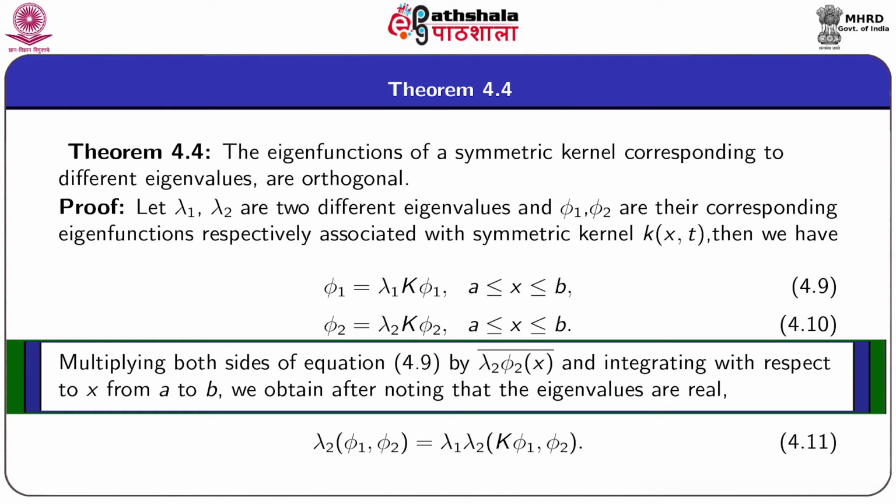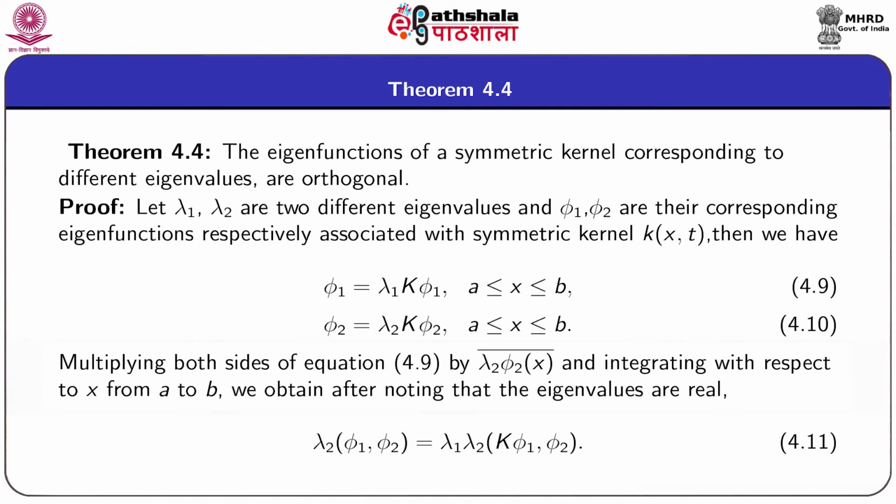Now, we multiply both sides of equation 4.9 by lambda 2 bar into phi 2 bar x and integrate with respect to x from a to b. We obtain on the left hand side lambda 2 into the inner product of phi 1 and phi 2. Here we note that the eigenvalues are real. So, the left hand side of equation 4.11 is lambda 2 into the inner product of phi 1 and phi 2, and that is equal to lambda 1 into lambda 2 into the inner product of capital K phi 1 and phi 2, which is given by equation 4.11.